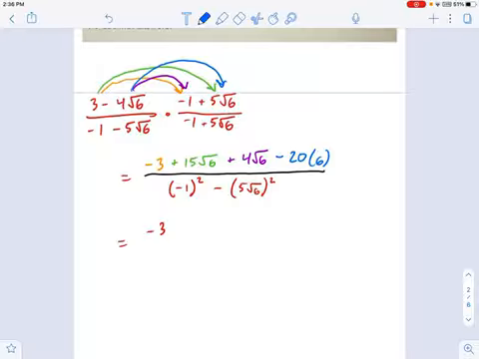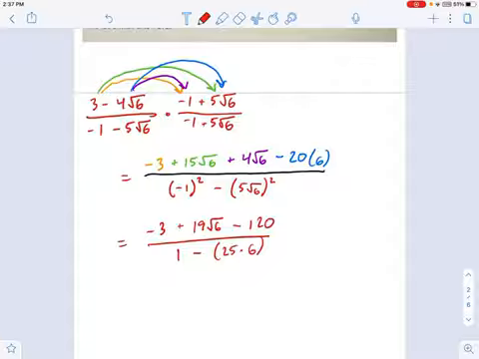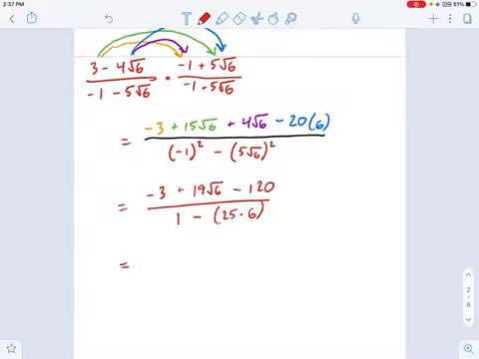So, working this out a little more now that it's correct, this becomes, what do we have here? Negative 3 plus 19 radical 6 minus 120 on top. And on bottom, it's going to be 1 minus 25 times 6. We square the 5 and we square the radical 6. So we work that down a little more, and we get negative 3 minus 120, that's negative 123 plus 19 radical 6. And on the bottom, that's going to be 1 minus 150, so that's going to be negative 149.